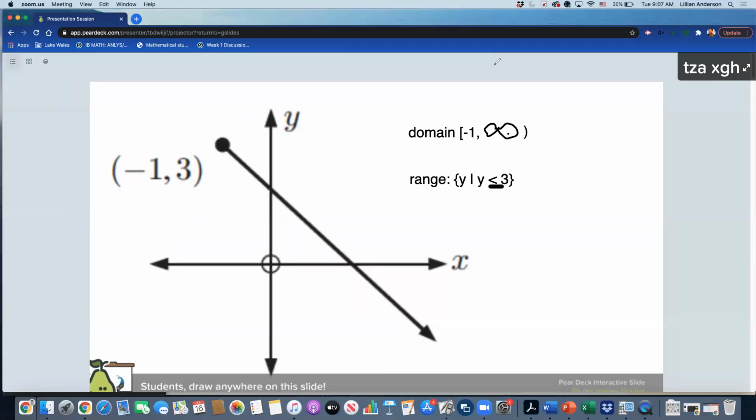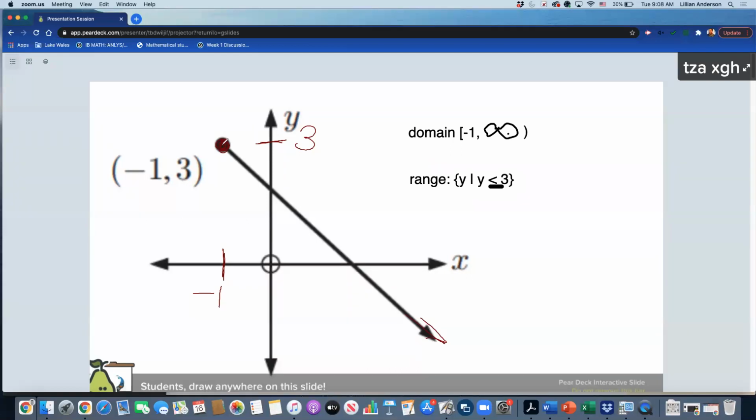So with that being said, here's a good one, okay? The domain is written in interval notation. The range is written in set notation. If you are looking at the board, you should see it. First off, since that coordinate is -1, 3, you know the furthest left it goes is -1. The highest it goes is 3. So the domain is everything from -1 all the way until infinity because of the arrow. We have a square bracket around -1 because it is included, hence the closed circle. And infinity always has a parentheses around it.